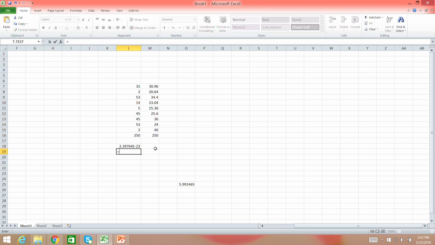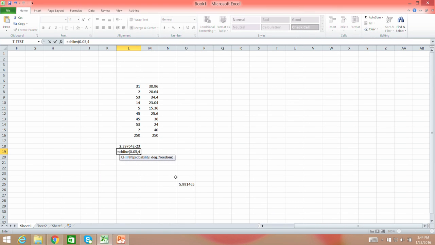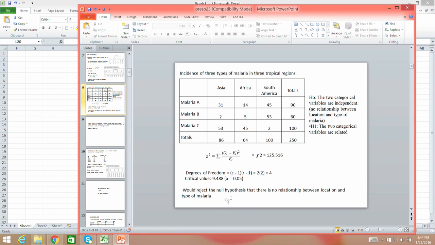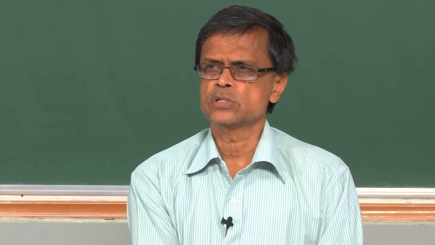Now, same thing we can do by chi-inverse also. Okay, I will say 0.05. The degrees of freedom as you know I said is 4, because 3 continents and 3 types of disease. So, 4, so it comes out to be 9.48, right. So, 9.48. So, from the chi-test command we can reject the null hypothesis.